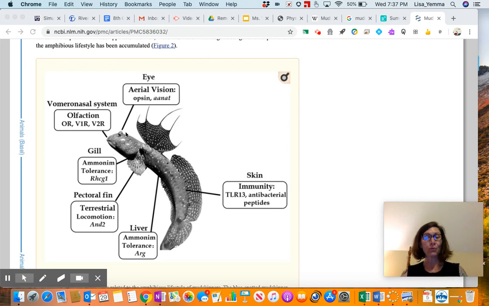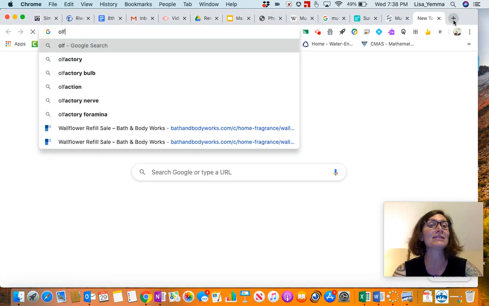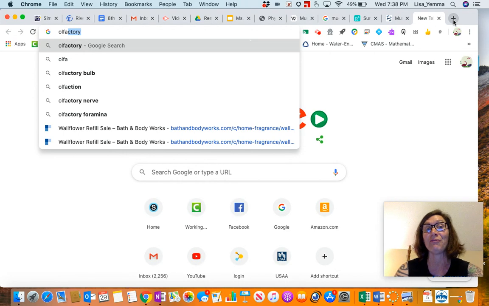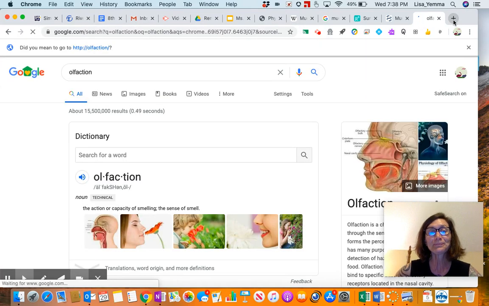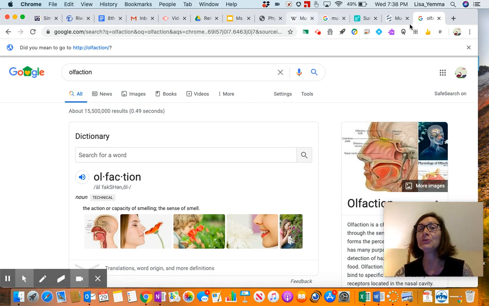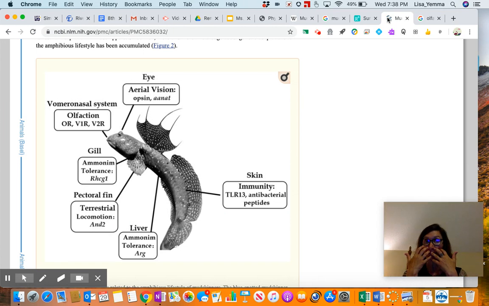The word olfaction, and so some of this is just experience with studying science, and some of this is like, go ahead and Google search it to see. So I know what olfaction means, but let me Google search it to practice. And you see olfactory nerve, olfaction, and it comes up: the action of smelling. Your olfaction is how you take in your surroundings with scent.